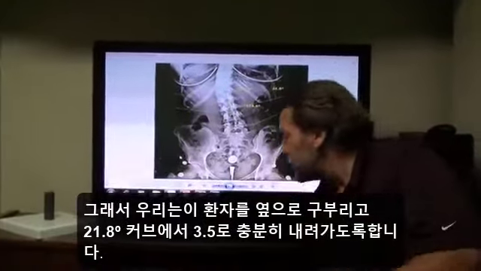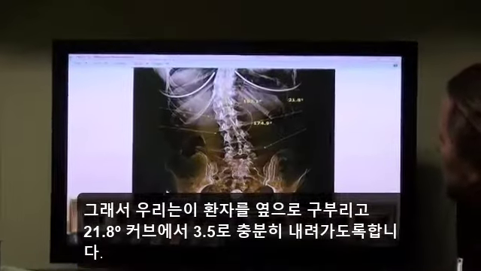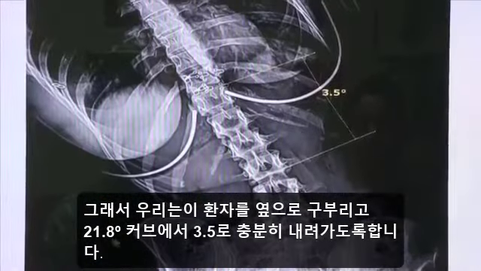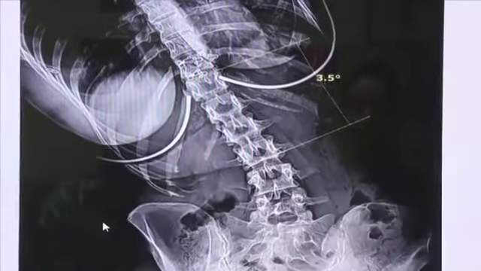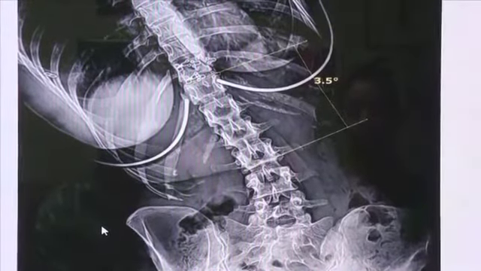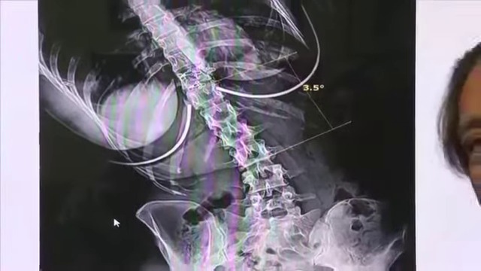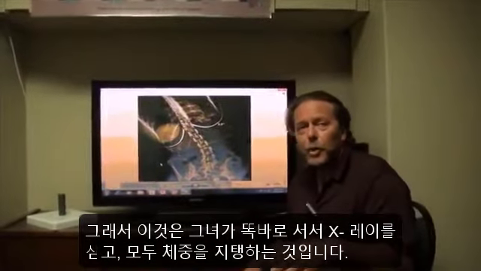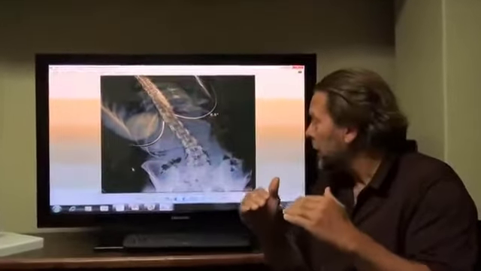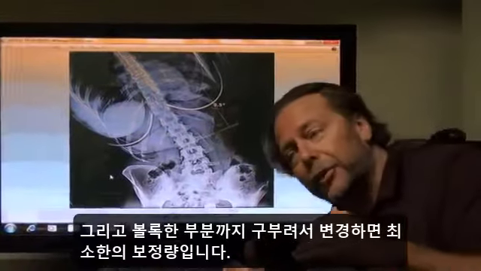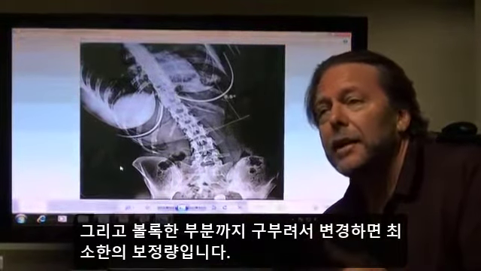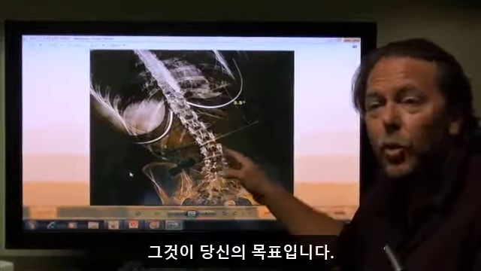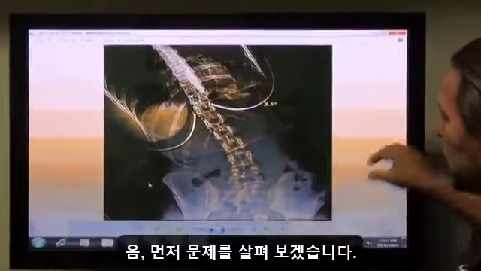So we take this patient, bend her off to the side, and sure enough, she goes from a 21.8 degree curve down to 3.5. So we can actually correct this. Is she actively doing that? Yeah, we just bend her. This is her standing up straight, weight-bearing x-ray. All of them are weight-bearing because you need to see what her body's like in situ. You flex into the convexity, and if that changes, that's the minimal amount of correction. That's your goal.